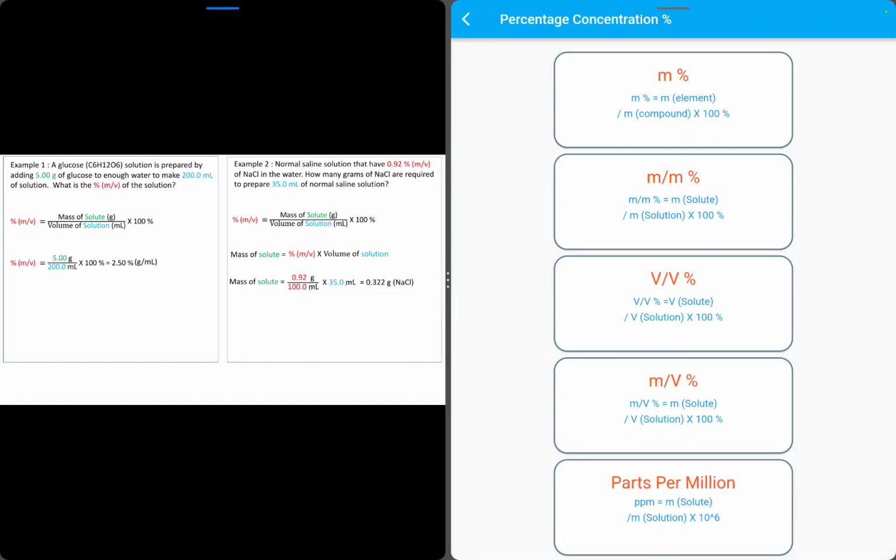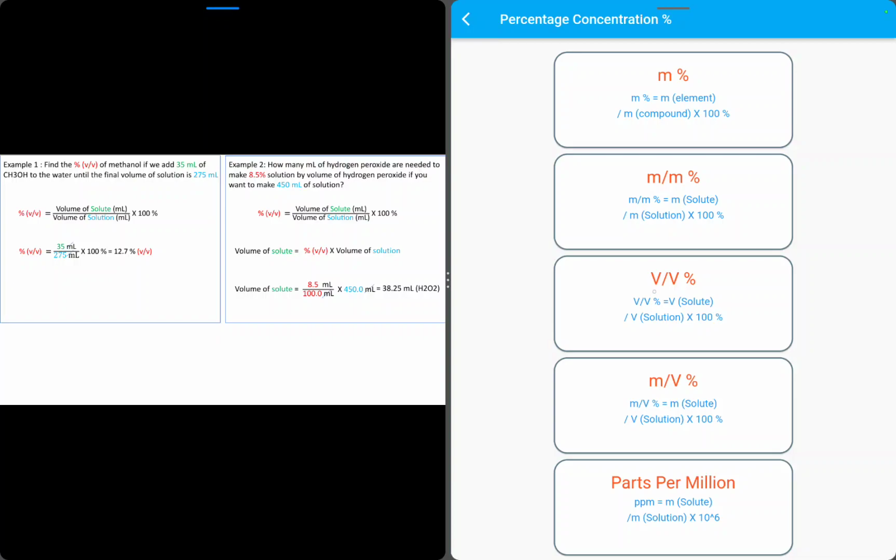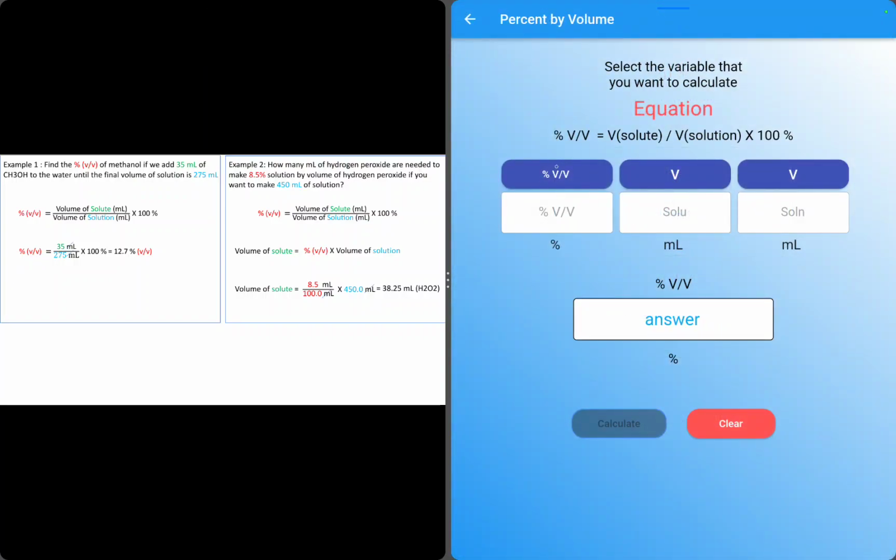Now let's move to volume over volume percent. So we want to find V over V. The volume of solute is given here, 35, and for the solution 275. So the answer will be 12.72. And in the second example, we want to find the volume of solute, which is the middle one. Here we have 8.5% volume over volume percent, and the solution is 450. So the answer will be 38.25 milliliters.